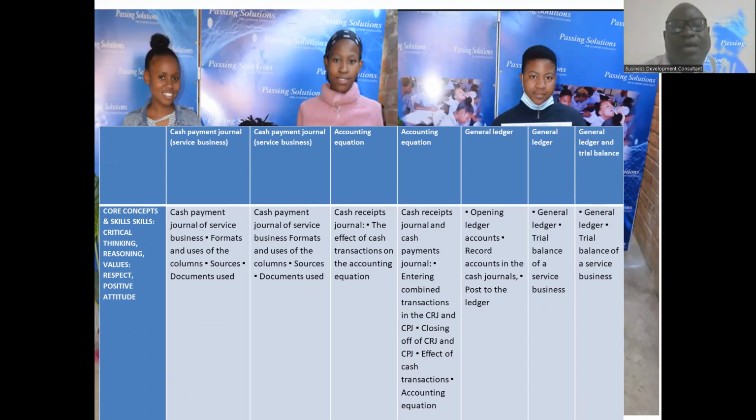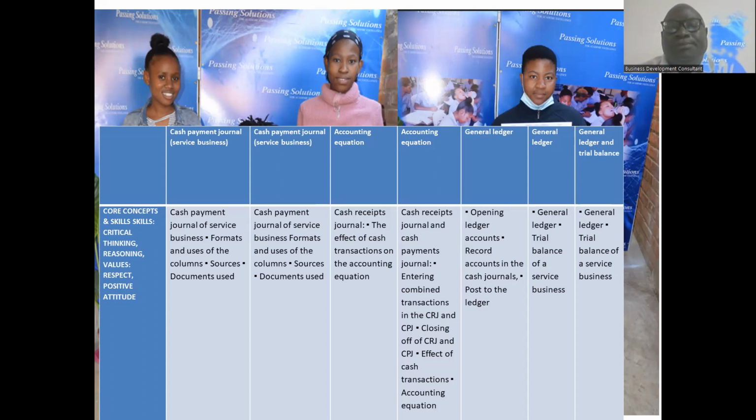Basically, we are talking in terms of the cash payments journal of the service business: the formats and uses of the different columns that we have, and the source documents used when we are talking about the cash journal.